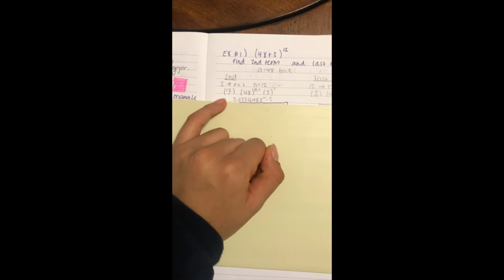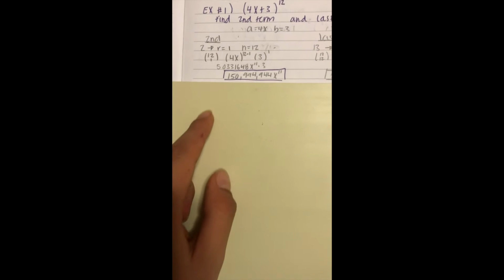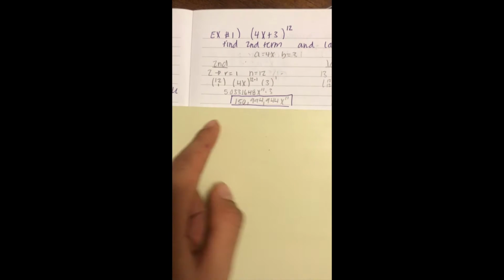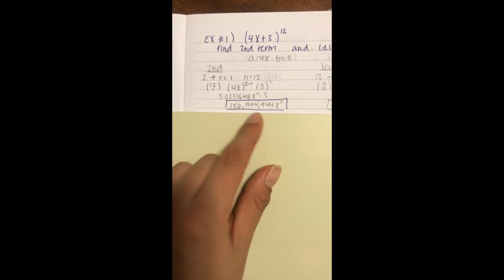Again, the 12 choose 1, we can use a calculator for that, and then the rest we can also use a calculator as well. When we calculate that, we get that the coefficient of x raised to the 11th power is going to be 150,994,944.